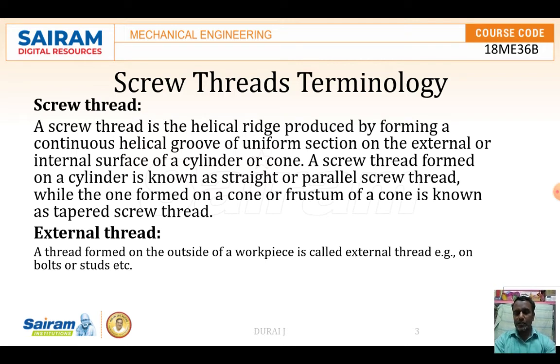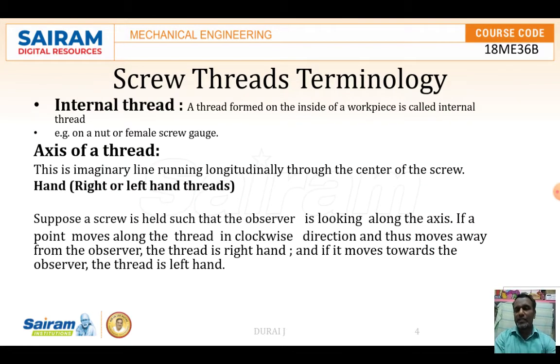Then comes the external thread. The thread formed outside of the workpiece is called external thread. Normally in the screws and all, it comes on the external only, so this is external thread. And then comes the next one, internal thread. Since it is placed on the holes, okay, that is called internal thread, or otherwise, it is inside of the workpiece. Normally the example is the nut and other things. And the external thread, as already told, is the screws and bolts.